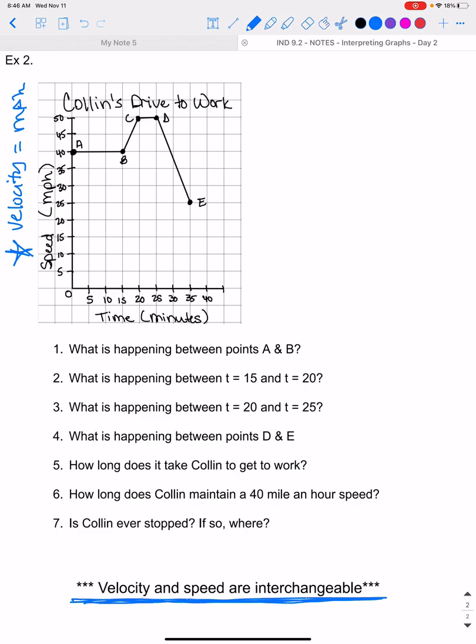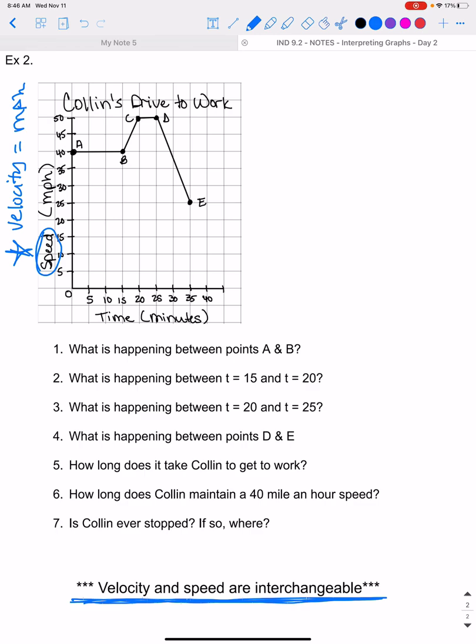Okay? All right, so what is happening between points A and points B? All right, so this is where it's different, because when we're talking distance graphs, a flat spot means they didn't go anywhere, right? Because if a flat spot means your distance was 2 miles and then 2 miles, that means you didn't go any miles. When it's speed over here, okay, it's way different.